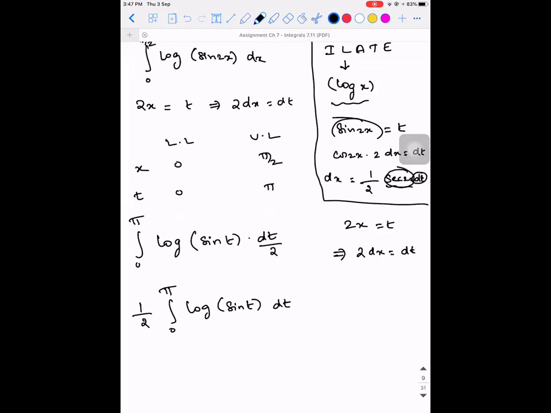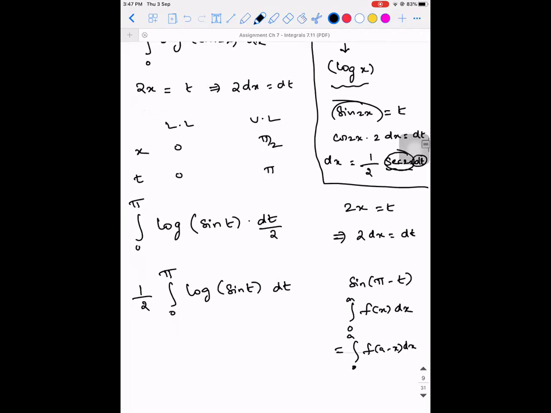Now, if you try to apply any of the property that you have in your hand, that is 0 to a or a to b f of x dx, again you will land up in the same value, because if you do 0 to a f of x, f of a minus x, you will get sin pi minus t. Are you guys able to understand what I'm saying? I'm sharing the idea of how to think. If at all you do integral of 0 to a f of x dx is equal to integral of 0 to a f of a minus x dx, then what will happen? What is the issue you will face with this particular function? It will remain the same.